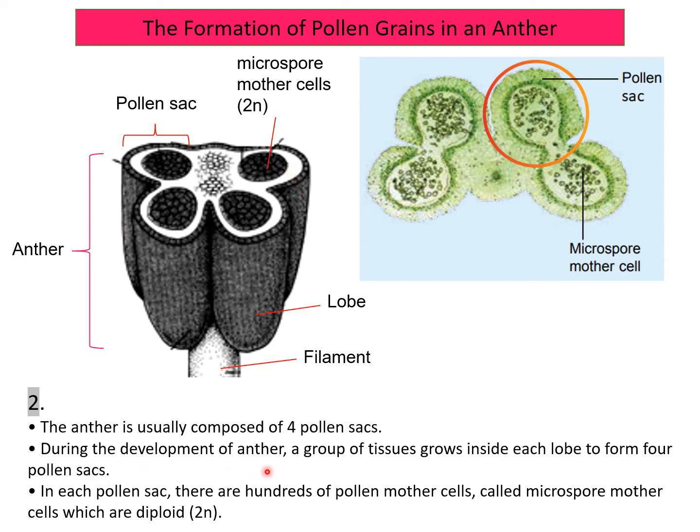During the development of the anther, a group of tissue grows inside each lobe to form 4 pollen sacs, 1, 2, 3, 4. Okay, in each pollen sac, there are hundreds of pollen mother cells called microspore mother cells, which are diploid. Okay, this is the pollen sac, and this is the microspore mother cell, which is diploid. Diploid means complete number of chromosomes.